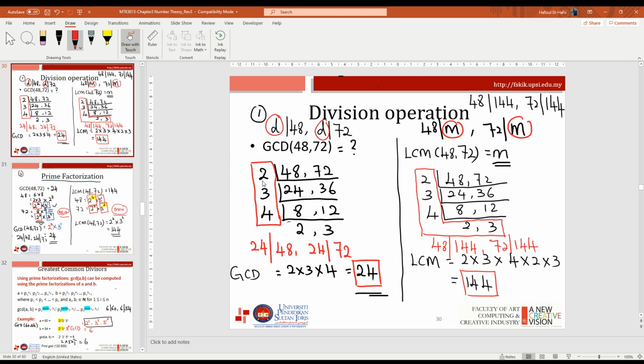For the division operation, you choose all, including the remainder. This one is not including the remainder. This one including the remainder. Okay.